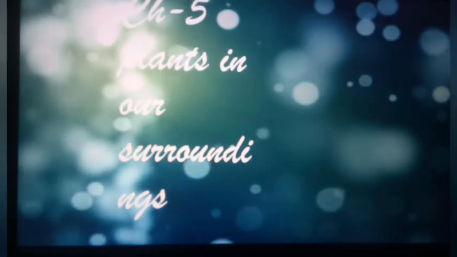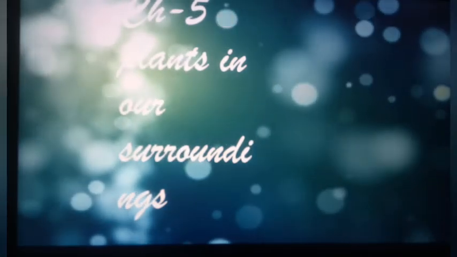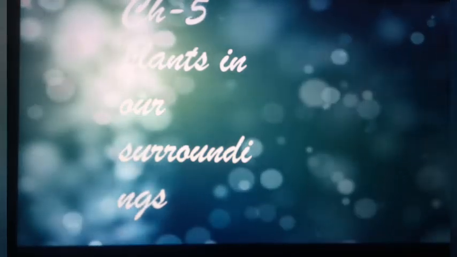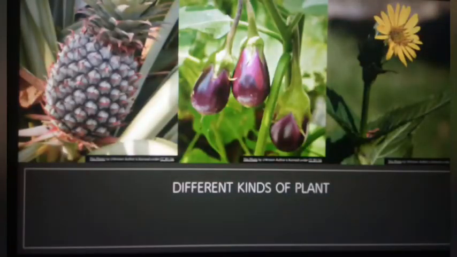As you studied in your earlier classes also, plants which are big are called trees, and some plants are very small and some plants are medium sized, we can say. So herb, shrub, trees, these all are what? These all are plants. Okay, as you can see now in the picture, different kinds of plants.